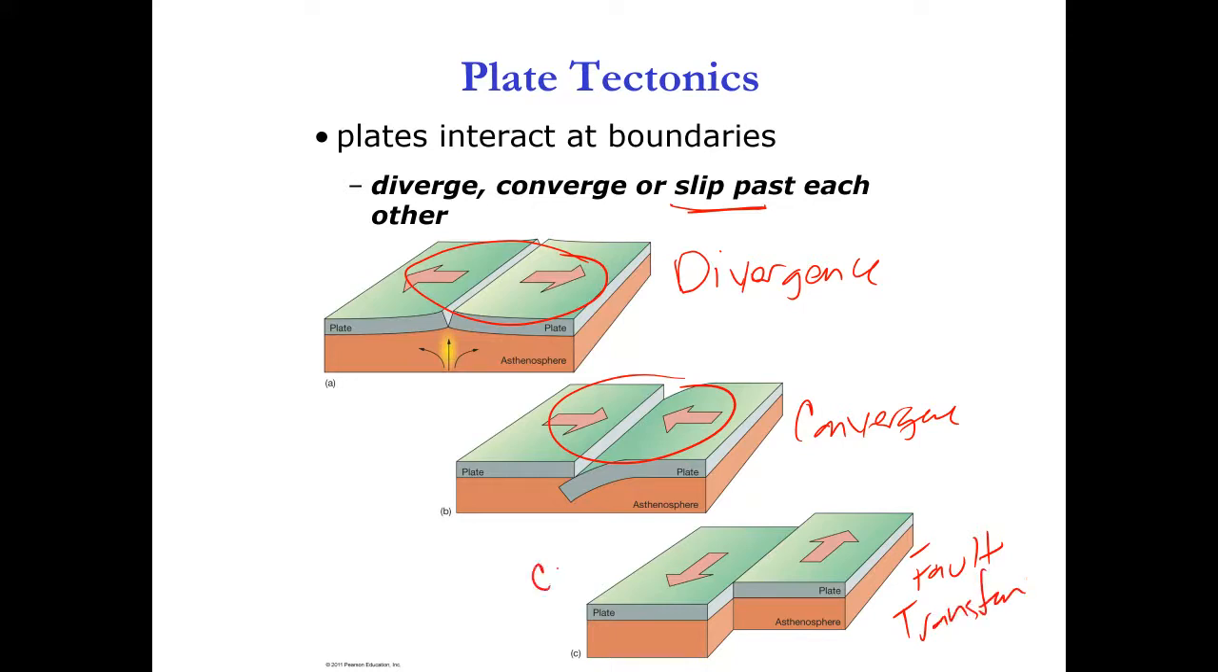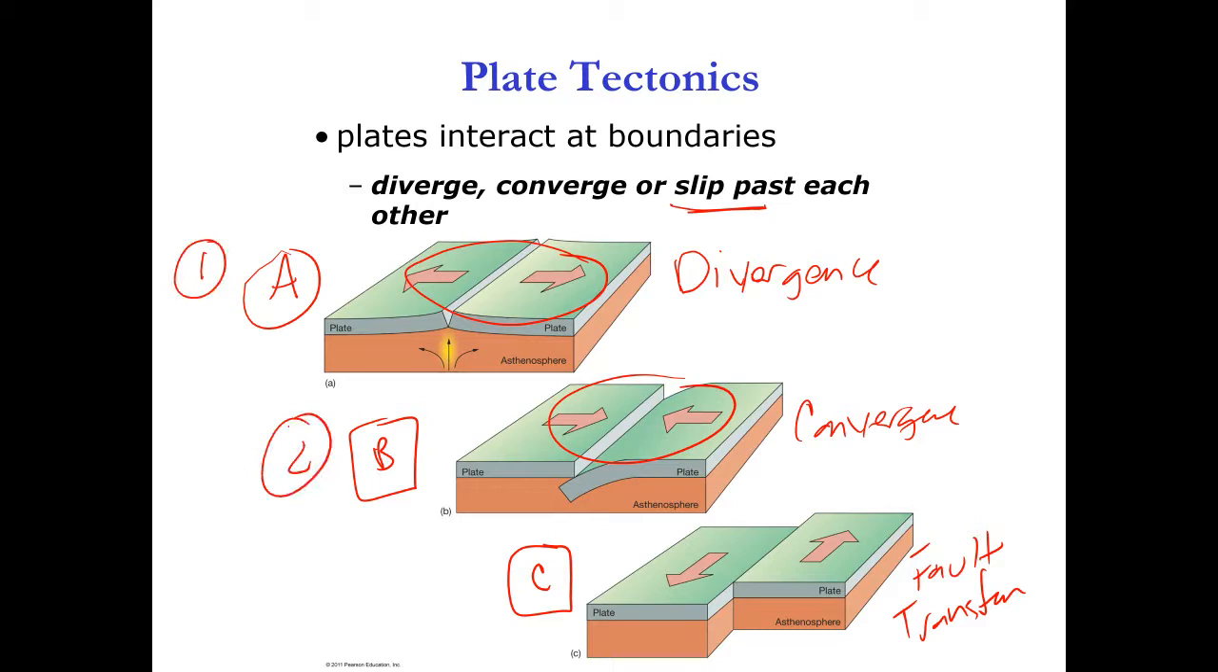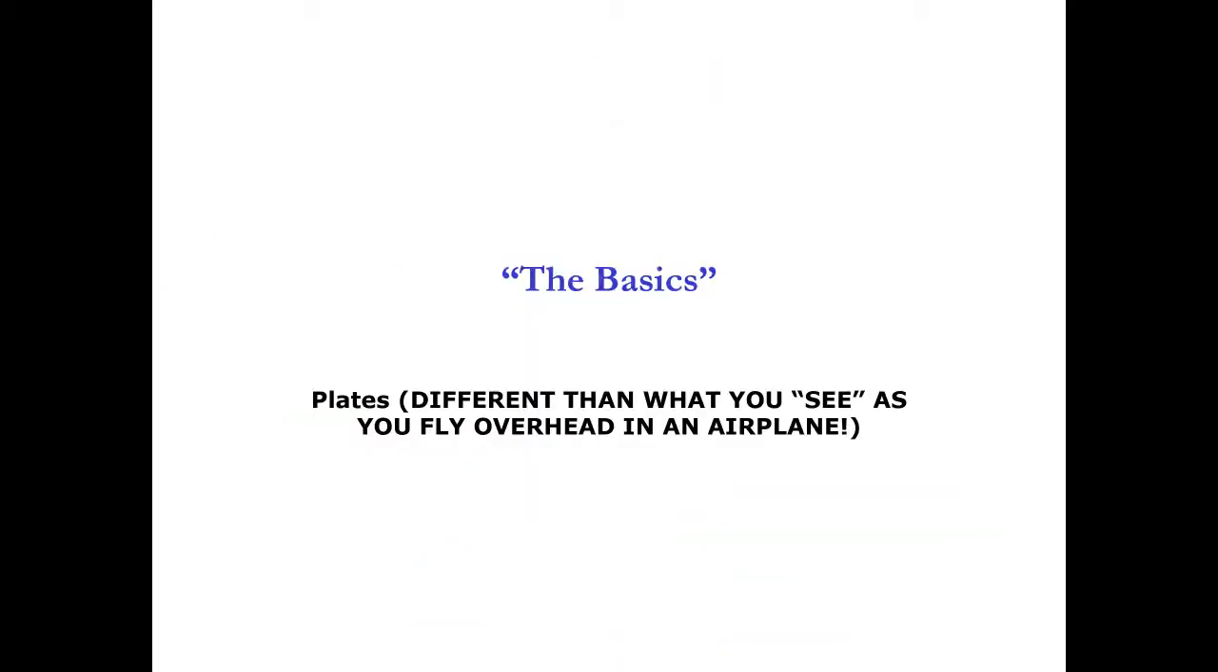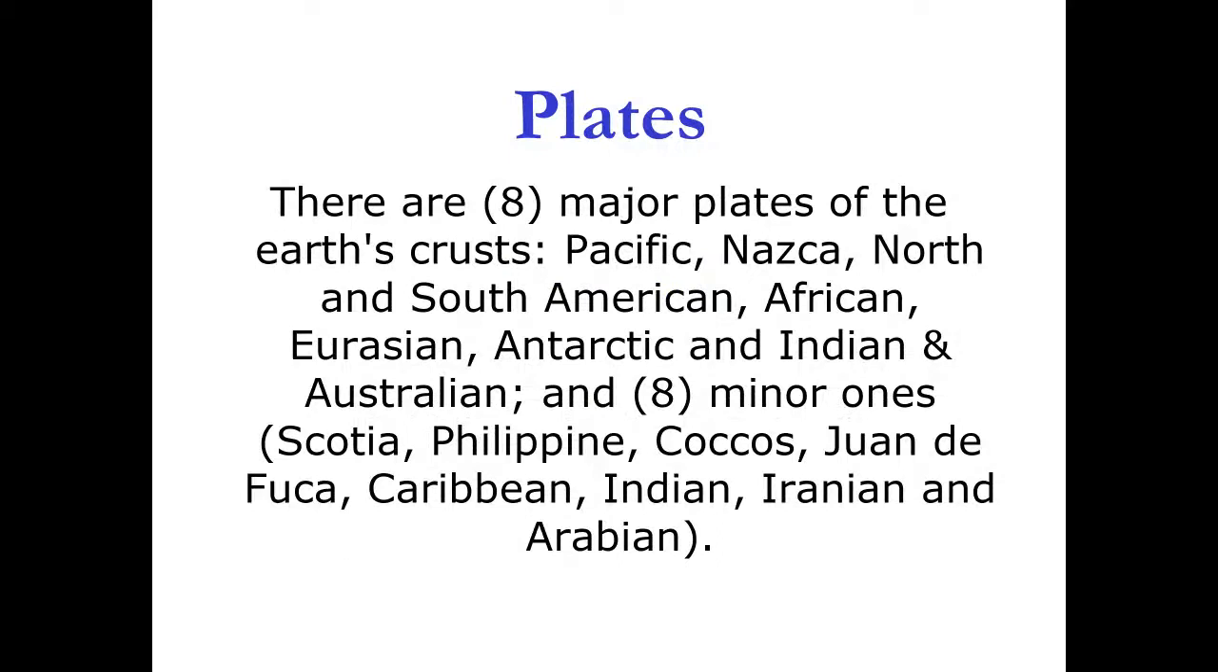So this is what was represented by C in the figure earlier. This is B in the figure earlier, and this was A, right? Or number 1, number 2, and number 3. Starting first, of course, with the basics. So when you look at any map, and this will be focusing specifically on lab number 2, when you look at any map, the plates are going to be named either as a major plate or a minor plate.